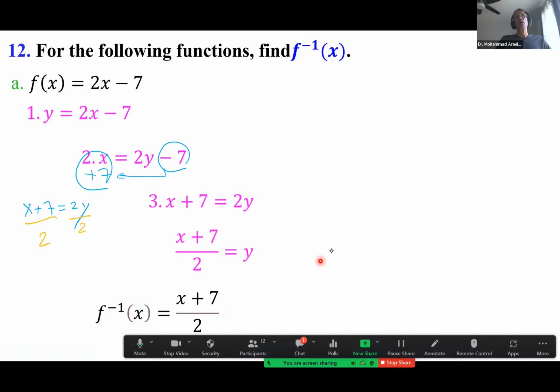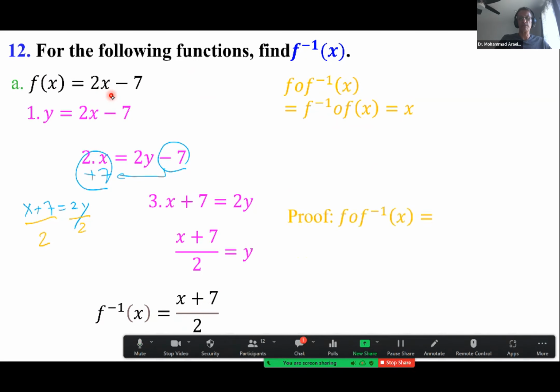Now, we want to show that we've come up with the correct answer, and in essence, we want to prove that. And the proof is that the composite function of f of x and f inverse in any order must give us x. Therefore, f of f inverse of x or f inverse of f of x must be x. So let's stick with f of f inverse, which means I'm going to replace the x with f inverse.